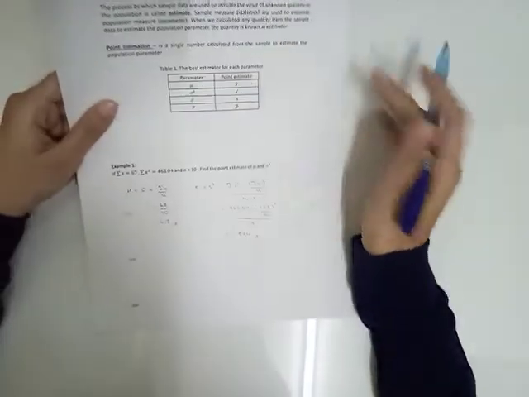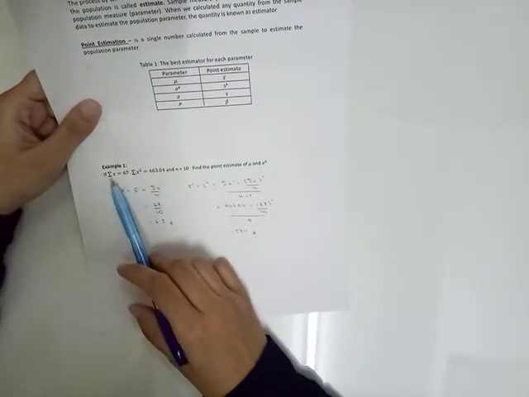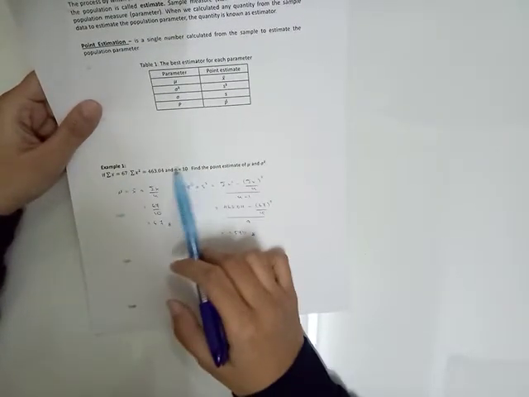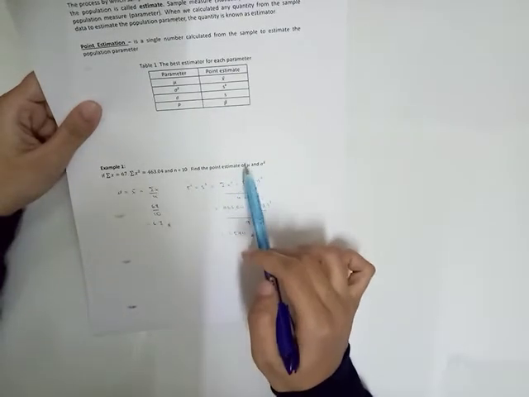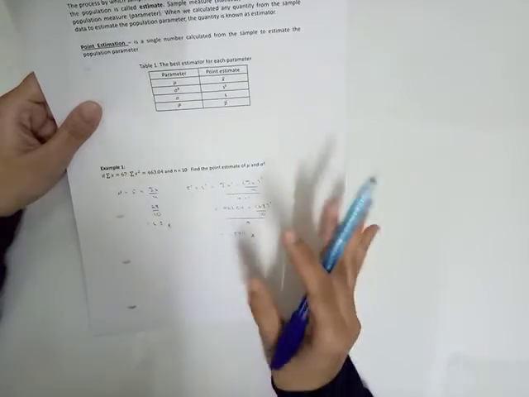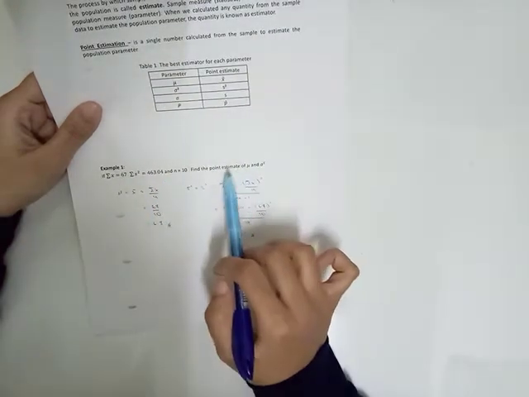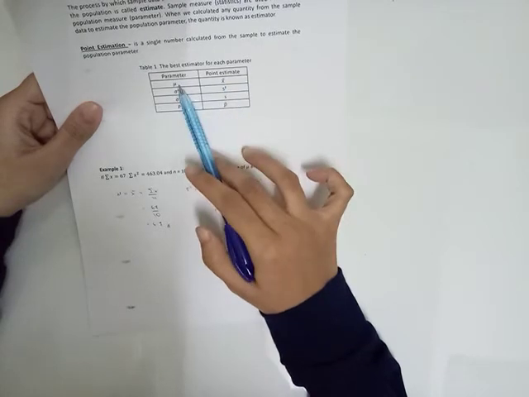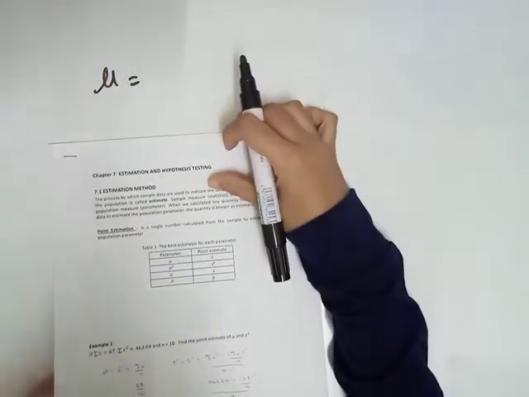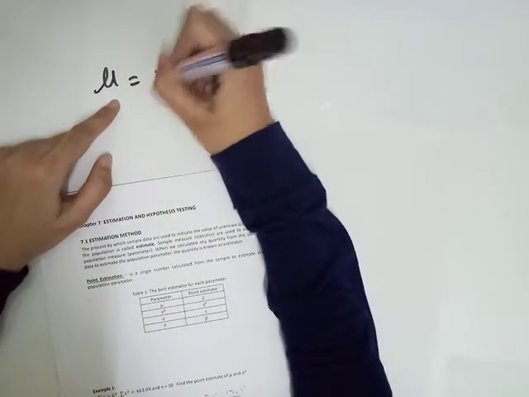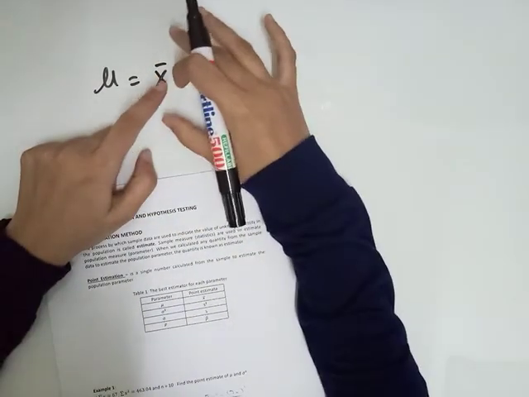Okay, so look at example 1. They are given total x, total x squared and the sample size. Find the point estimate of the population mean and variance. So we need to find the population mean and variance by taking the data from the samples. By using the point estimate, the population mean is estimated by the sample mean, and the population variance by the sample variance. We take the data from the samples.